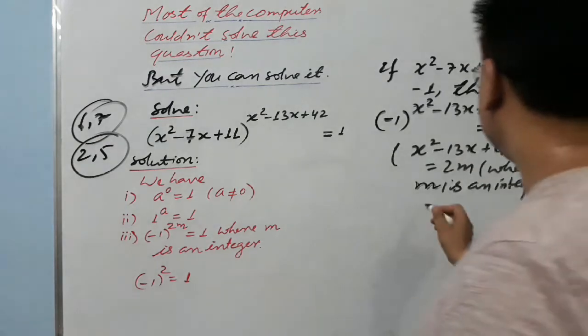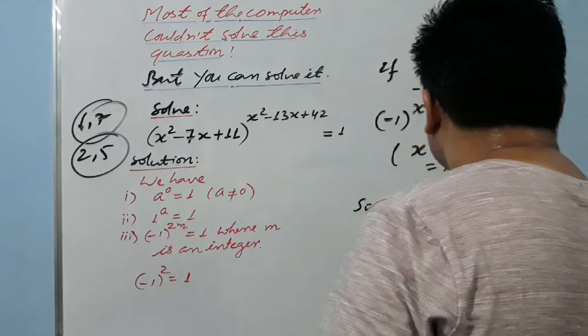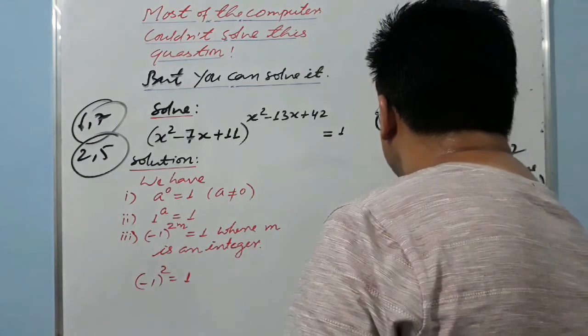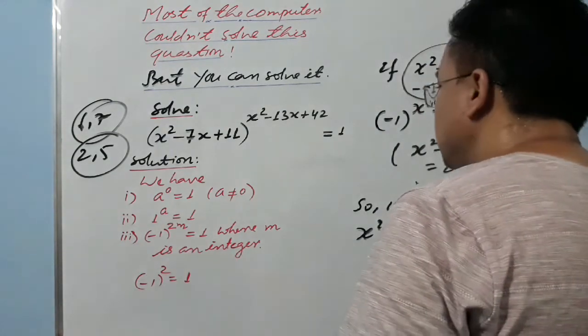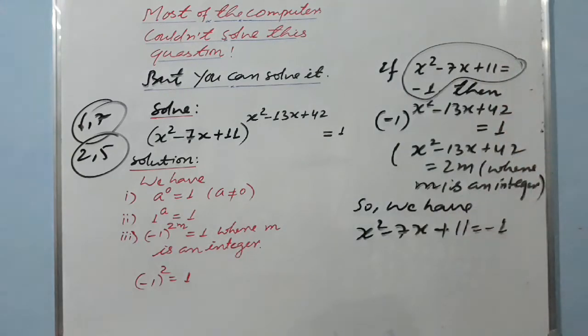Okay, so we have x square minus 7x. Using this condition also we can find the value of x: x square minus 7x plus 11 is equal to minus 1.